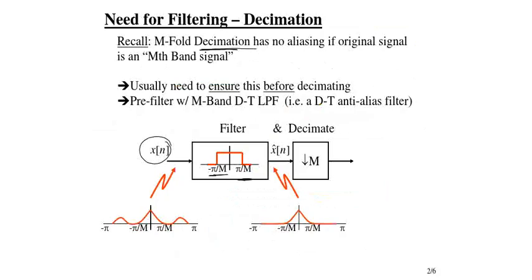Now when we use a filter along with a downsampling process, the downsampler, and we use them combined, we call this complete process decimation. Sometimes some books call the downsampler alone decimation, but there should be a filter along with the downsampler for us to call the complete process decimation.